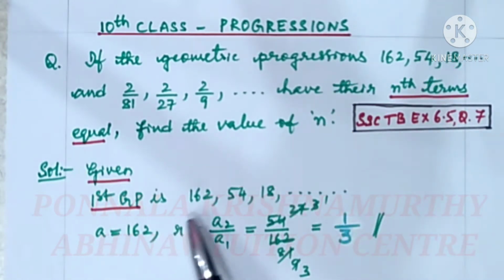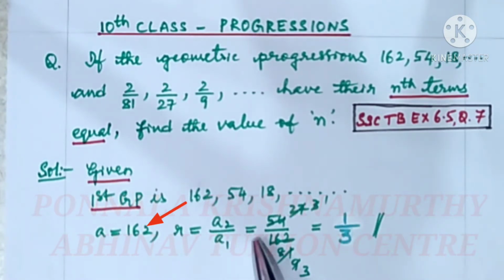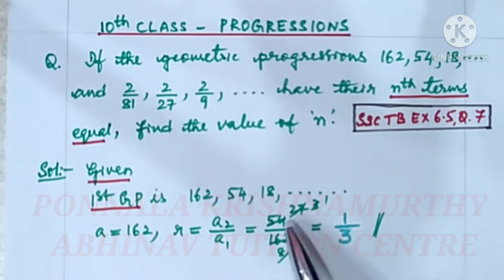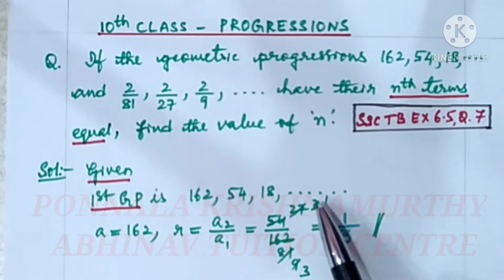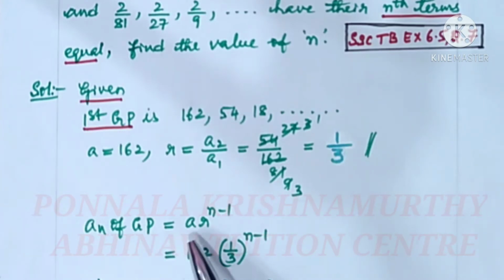Here the first term A is equal to 162 and the common ratio R is equal to A2 by A1, that is equal to 54 by 162. Here 27 twos are 54, 27 sixes are 162. Again 9 threes are 27, 9 nines are 81. And 3 ones are 3, 3 threes are 9. So R is equal to 1/3.